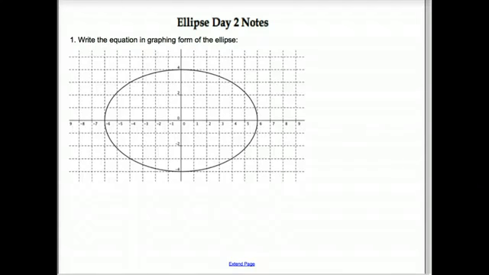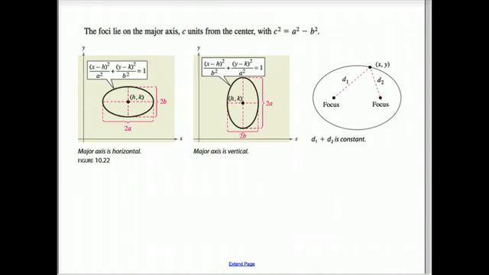Alright, so day 2 on ellipses, just a few more things using ellipses. Now keep in mind that this is sort of our reference here. Alright, here's the general form of the equation for any ellipse. This is just x squared over a squared and y squared over b squared if it's centered at the origin, which most of ours are.